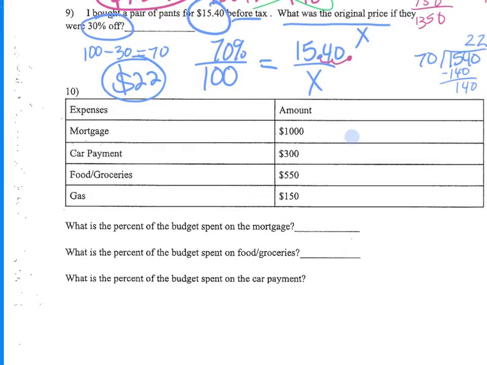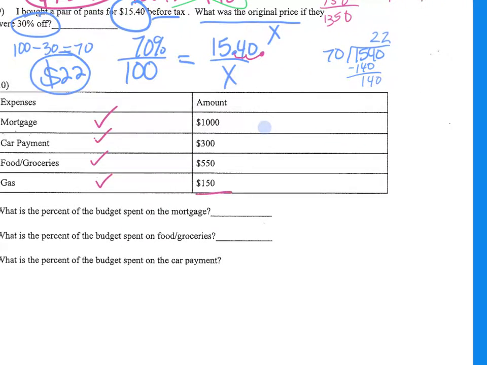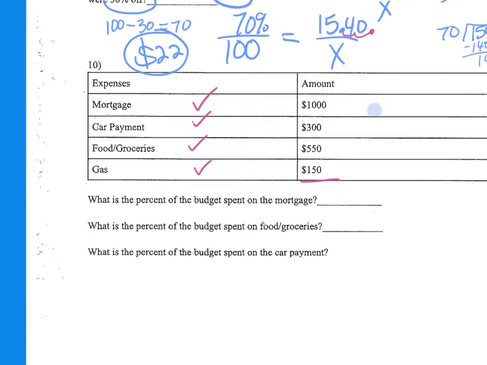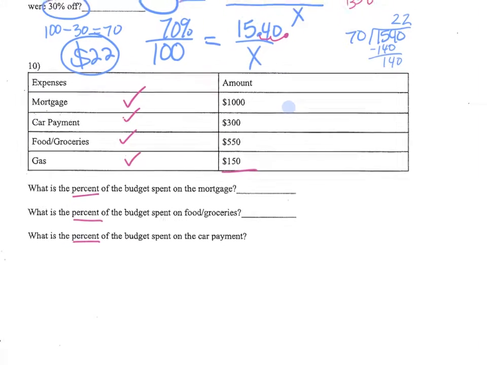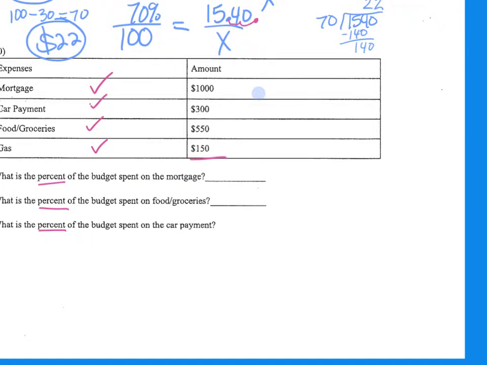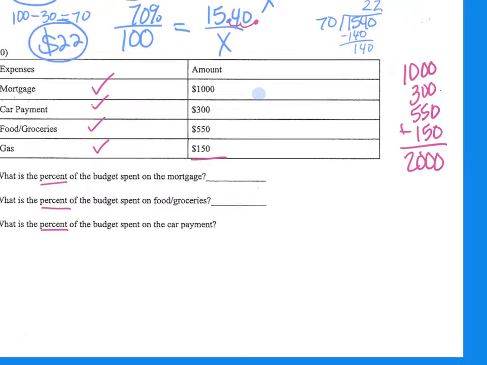On number 10, we are given all of these expenses. We've got a mortgage, which is a house payment, a car payment, food, groceries, and gas. So this is our monthly budget. All of our questions are asking what percent of the budget was spent on this, so I first need to figure out what my total budget is. We're going to add all of these expenses up. And we get 2,000.